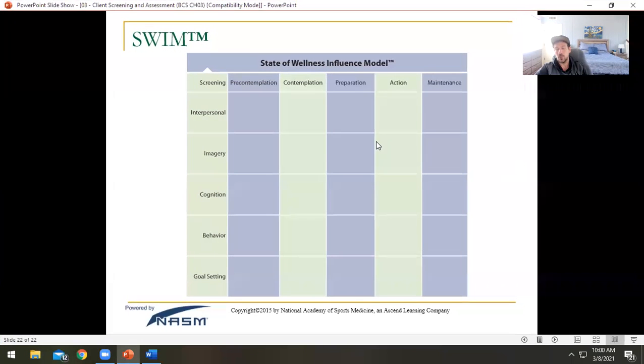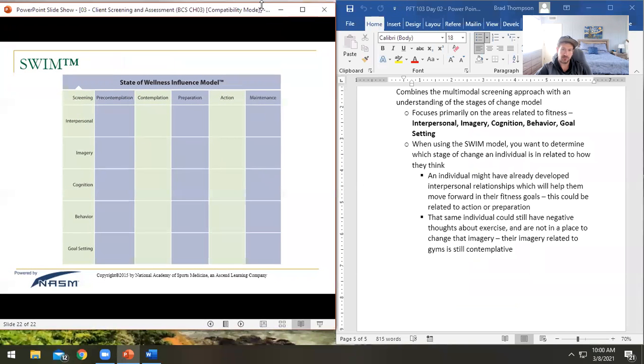So the SWIM model looks like this. You can see interpersonal, imagery, cognition, behavior, and goal setting. Are they thinking about using these things? Using them, but not very regularly? Using them a little bit? Where are they in the stages of change model? We're trying to basically get them into maintenance in all versions here.